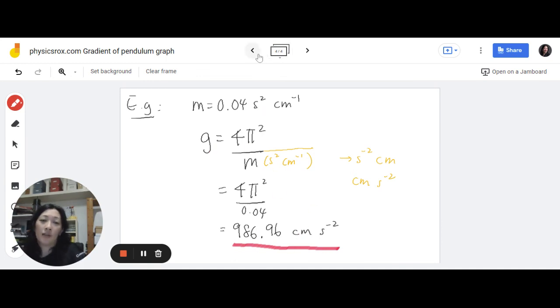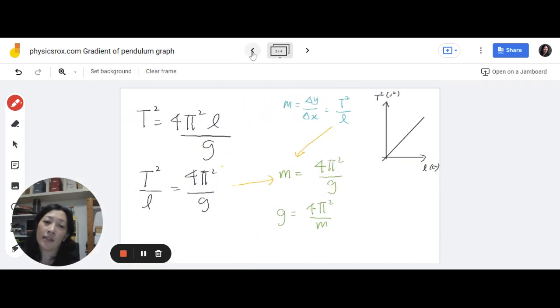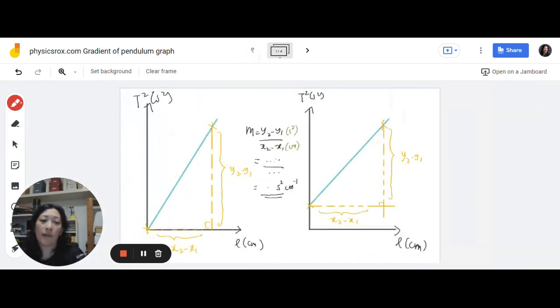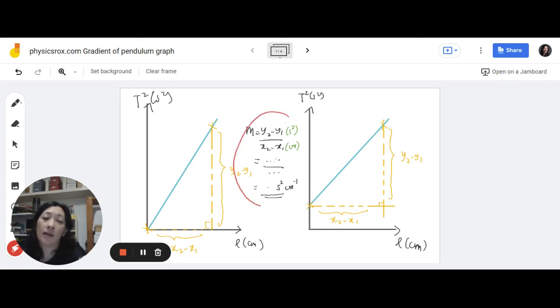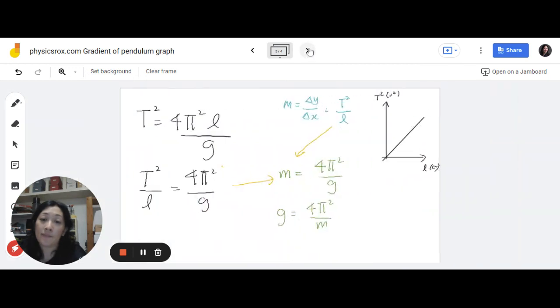Let's look back again just to recap. In order to calculate your gradient, you need to use the formula y2 minus y1 over x2 minus x1, right? And you need to show how you obtain the gradient from your graph. So draw the gradient triangle out. The gradient triangle should be as large as possible. Pick 2 points that are as far away from each other as possible. And when you work out the values, you must write the unit.